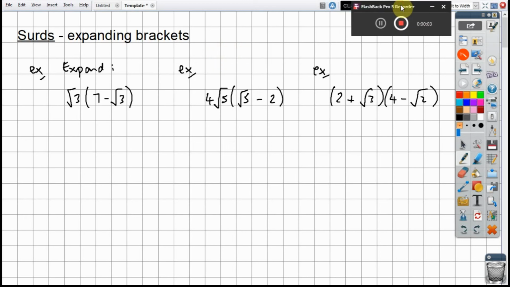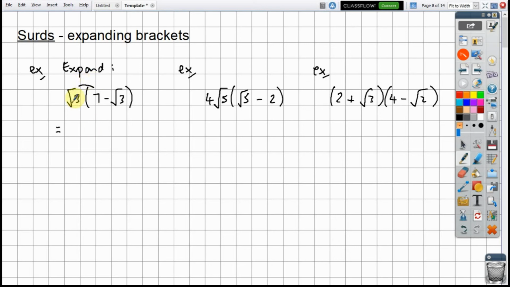Today we're looking at surds, still, but expanding brackets. Now if you're capable at expanding brackets with algebra, then this actually shouldn't be too difficult. So we're just going to go through 3 or 4 examples. The process is one that you should know well. If we've got root 3 multiplied by a bracket containing 7 minus root 3, this root 3 outside the bracket must multiply everything inside the bracket.